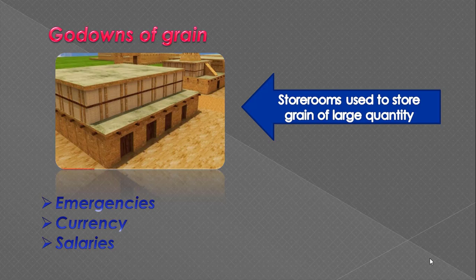Dear students, after viewing all these features of town planning of Indus Valley civilization, we can conclude that the cities of Indus Valley civilization were well-developed urban centers, which indicate that the people of the Indus Valley civilization lived a highly civilized and developed life.